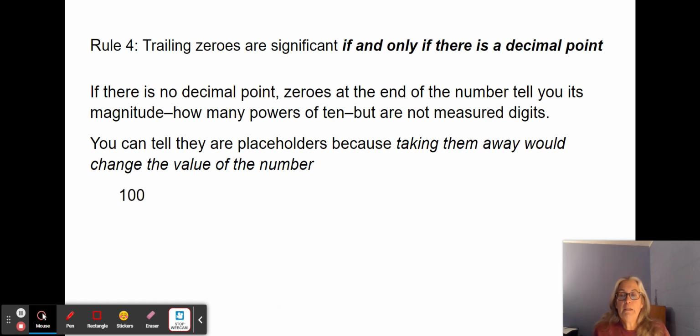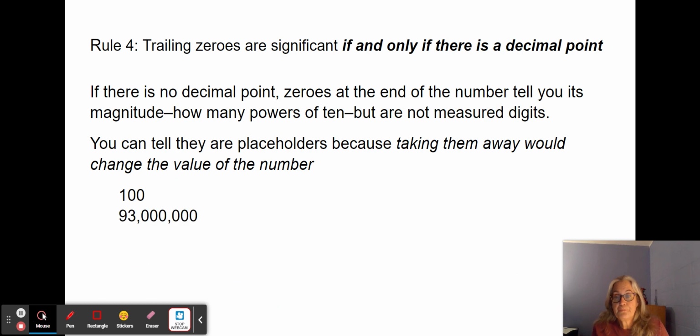100 has a 1 and 2 zeros that are placeholders. If you took away those 2 zeros, you would have 1, okay? This is not 1, this is 100. So taking those zeros away would change the value of the number. Therefore, they are placeholders. The quick way to tell is that there's no decimal point, and 100 has only 1 significant digit.